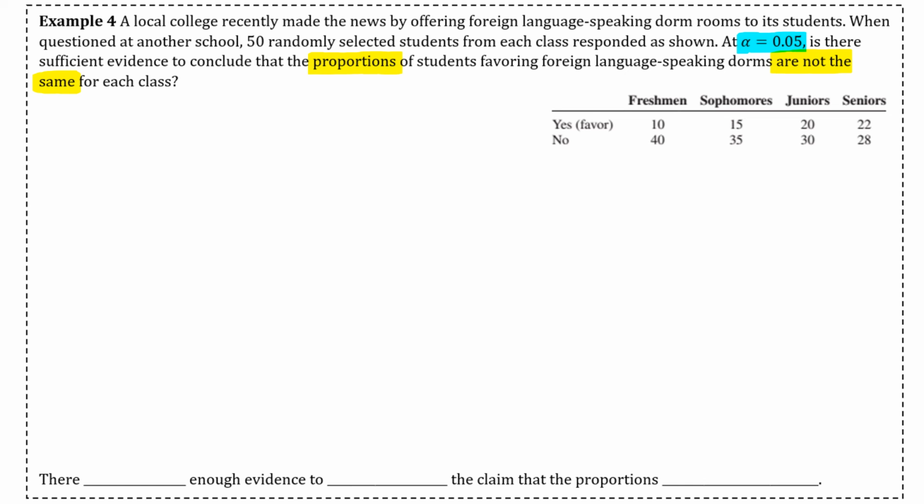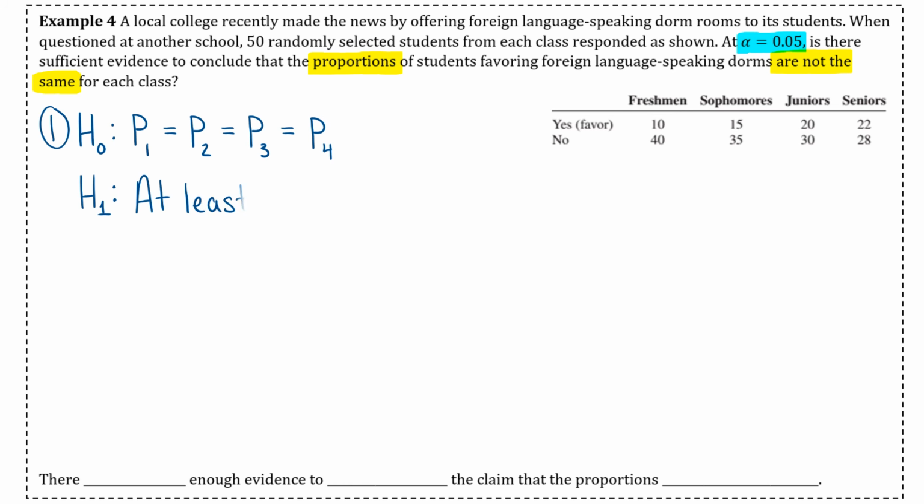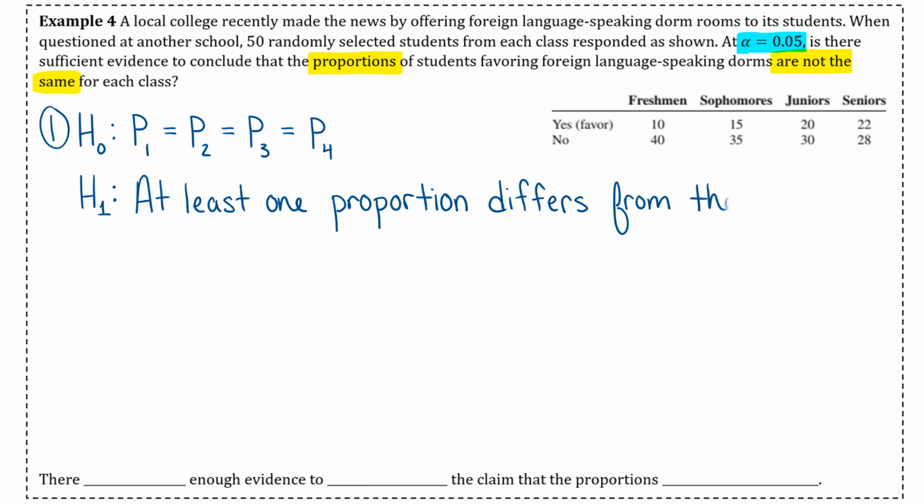So we know we want to do the test for homogeneity of proportions. For our null hypothesis, we have freshmen, sophomores, juniors, and seniors, so there are 4 different subjects, so that's 4 proportions. So I'm going to set P1 equal to P2 equal to P3 equal to P4. And then the alternative will say that at least one proportion differs from the others. And then if we read the question again, we're seeing if we can conclude that the proportions are not the same for each class. So that would correlate with the alternative hypothesis. So we'll label that one as the claim.